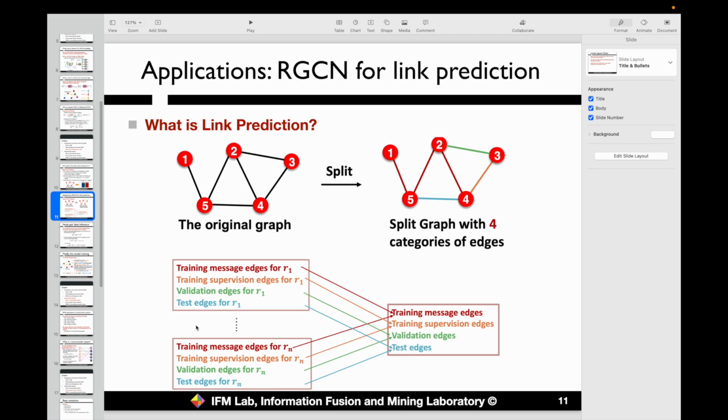So by aggregating all the training set, validation set, and the testing set for different types of the relation types, we can integrate them together to define the final training set, testing set, as well as the validation set we show here. Then we have the training set, we also have a testing set, and some of the edges can serve as a validation set.